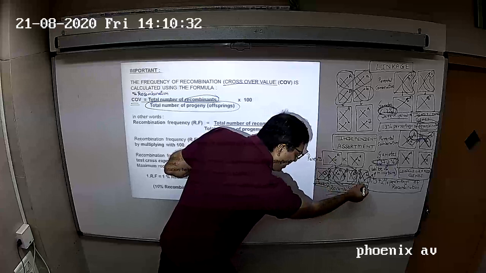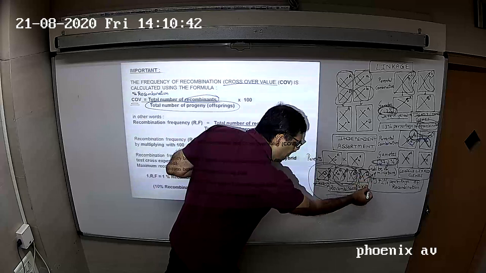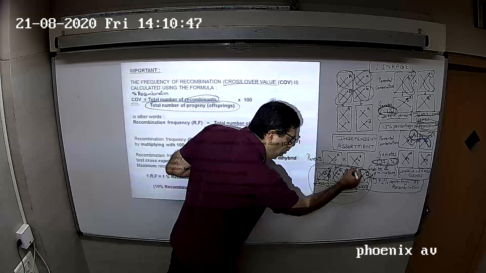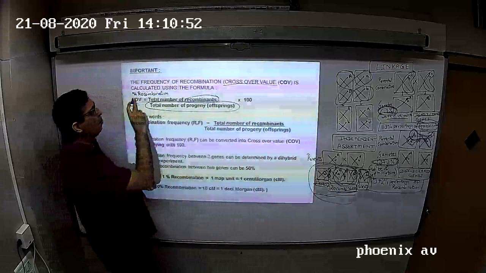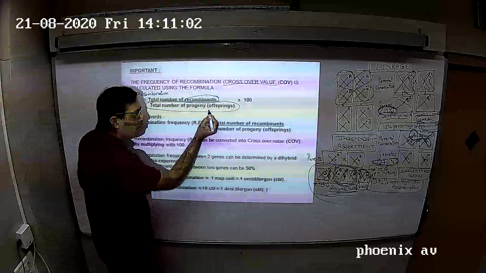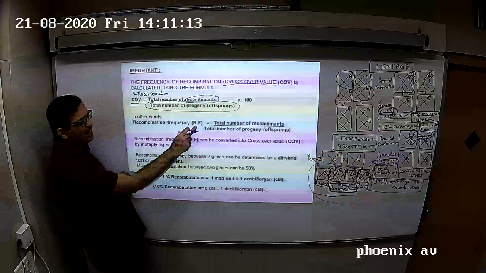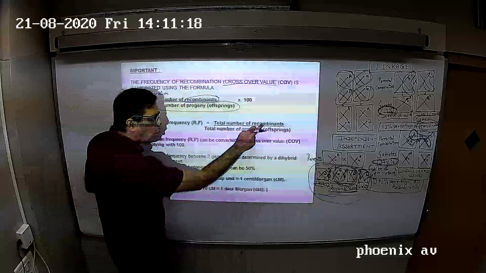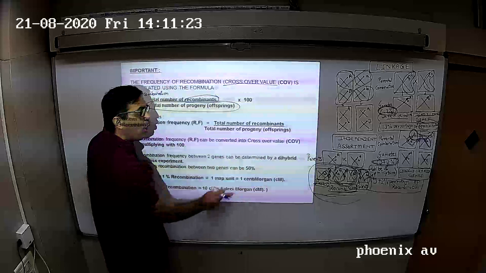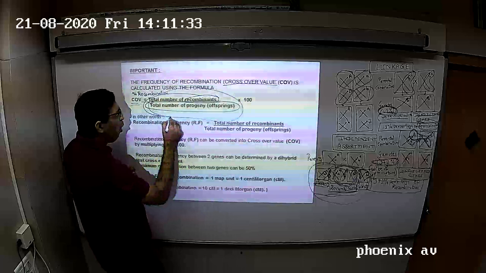Parent, recombinant. Total number of offspring. Capital A, capital B, small a, small b are parents, plus capital A, small b, small a, capital B are recombinants. So once again, percentage recombination is the total number of recombinants upon total number of progeny or offspring multiplied by 100. And in other words, recombination frequency, RF, is total number of recombinants upon total number of progeny or offspring.